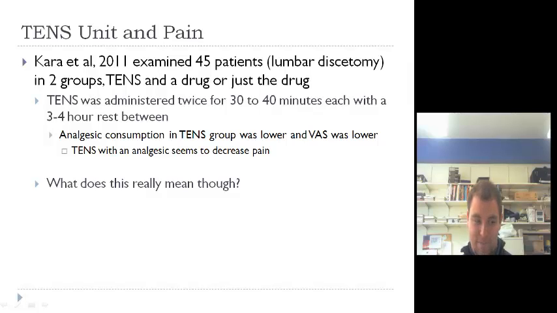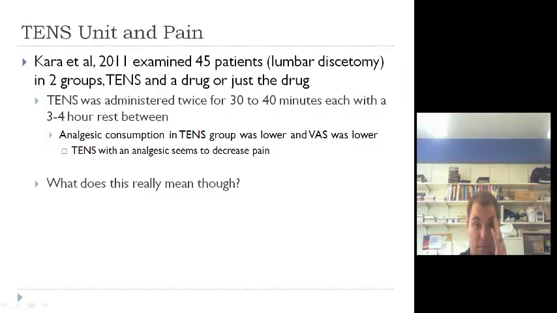So I spoke about this research article here as well, the Carr et al. 2011, in my last presentation. She examined 45 patients with lumbar discectomy in two groups. One had the TENS unit and a drug, and the other one just had a drug. TENS was administered 30 to 40 minutes each with a 3 to 4 hour rest window between. So analgesic consumption in the TENS group was lower, and visual analog scale was lower in the TENS and drug group than the drug group alone.